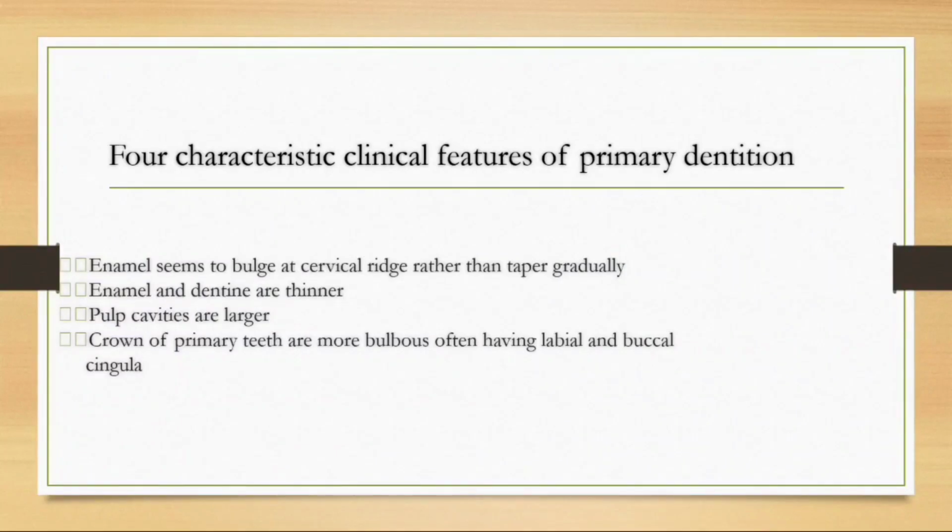Next question, write 4 characteristic clinical features of primary dentition. We can write many characteristic features. It can be related to enamel, dentine, pulp, root, the crown length, the crown shape, the color of enamel, the translucency of enamel. You have so many things to write in the primary and permanent dentition difference. A few are: pulp cavities are larger in primary, enamel and dentine are thinner, enamel bulges at the cervical ridge rather than tapering gradually. Crowns of primary teeth are more bulbous, often having labial and buccal cingulum.